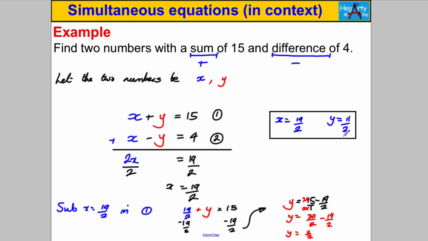We'll usually write the answer as improper. Just to think of it as a decimal, 19 over 2, half of 19 is equal to 9.5, and half of 11 is equal to 5.5, right?